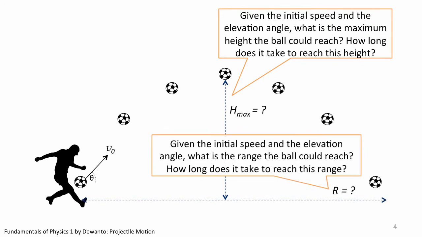Second, given the initial speed and the elevation angle, what is the range the ball could reach, and similarly, how long does it take to reach this range? And third, you see that given the same initial speed, the difference in the elevation angle will also affect how far the ball will sail through the air.